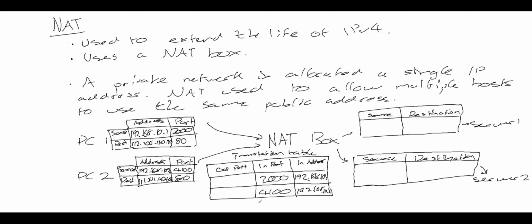Now, what the NAT box does is it also changes the port number, so the source port number. So the NAT box has chosen two outbound port numbers for our requests. Okay, so let's now take a look at what it looks like between the NAT box and the server, what each request looks like.